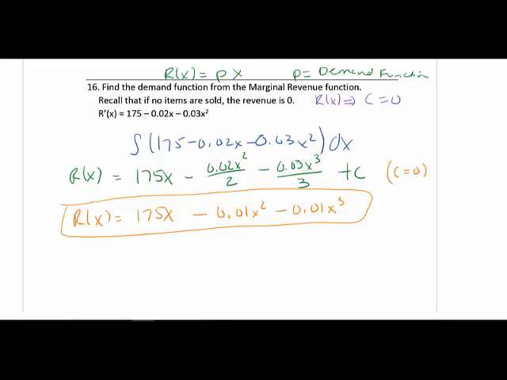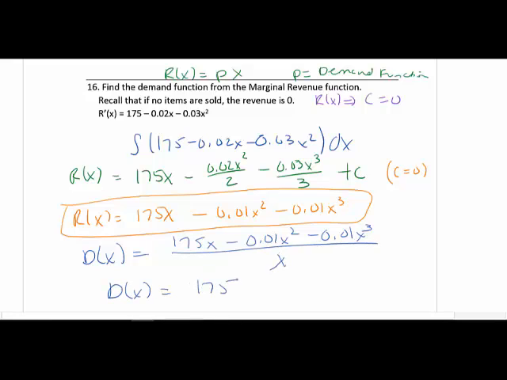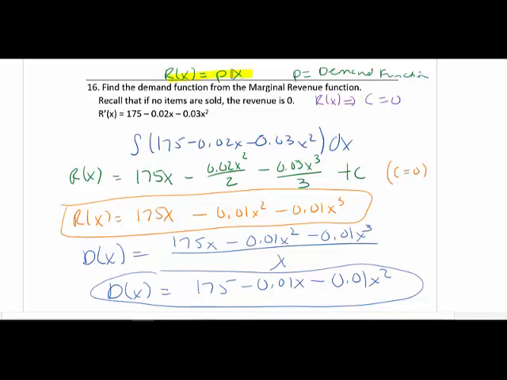My demand function comes from up here. Revenue is price times x. The P is my demand function, so we need to take this revenue function and divide it by x. So my demand function: 175 minus 0.01x minus 0.01x squared. This is not a new idea. We did it a long time ago, so this is a good reminder. So some pieces that you need to keep bringing back, which is helpful as well for the final exam.